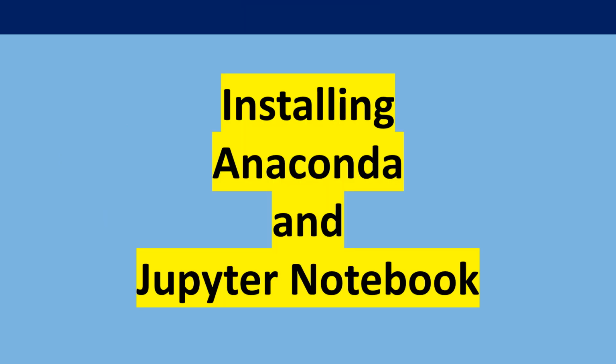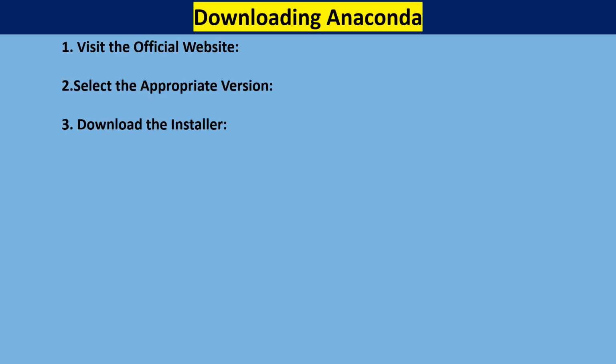Installing Anaconda and Jupyter Notebook. Downloading Anaconda: visit the official website, open Anaconda and click on it. Then choose the version for your operating system, Windows, macOS, or Linux, and download the installer. Downloading from the official website ensures the latest stable version and security compliance. The 64-bit version is recommended for better performance unless the system requires a 32-bit version. The downloaded file is required for installation and should be saved in an accessible location.